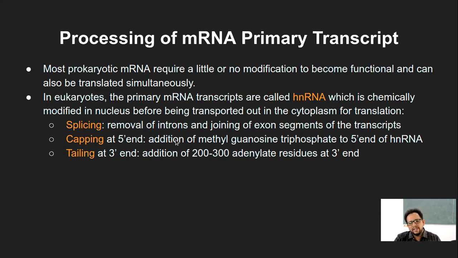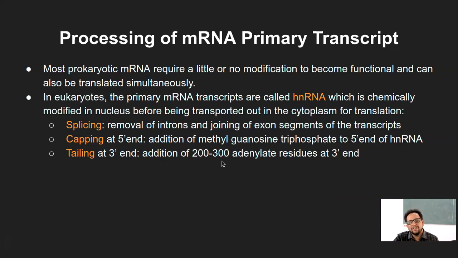Splicing, that is removal of introns and joining of the exons. Removal is done by nuclease, and joining is done by ligase. Capping at the 5' end, which is addition of methyl guanosine triphosphate to the 5' end of hnRNA, and this is required for the mRNA structure. When the translation happens, we will see why this methylated guanosine is so important for the mRNA. So that is the capping phenomenon.